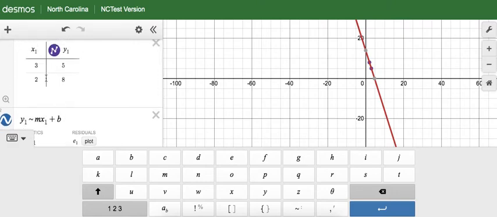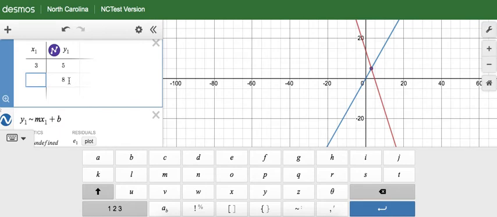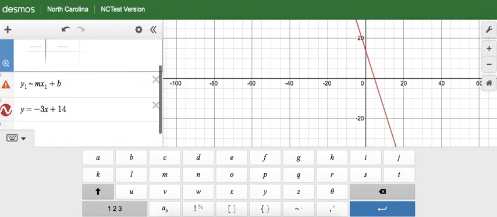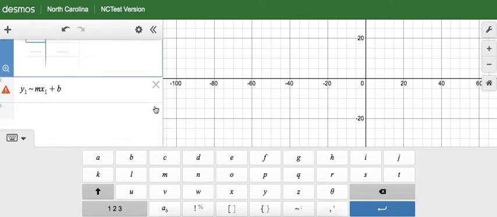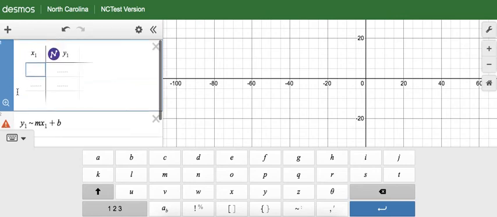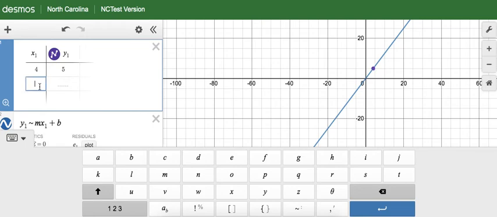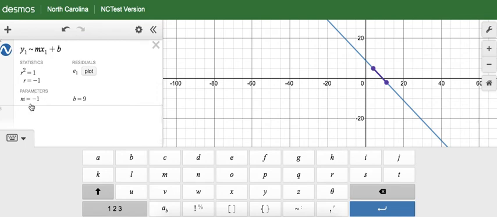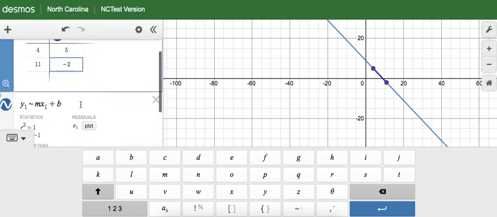If we have this already in and we have something else that we need to do, we take these out, and this is kind of just like a placeholder we can then use. Notice that it's now just having a little sign that tells us, uh-oh, something's wrong. When we put more points in there, let's say 4, 5, 11, negative 2, it's now going to give us again the slope and the y-intercept. So that helps us as well.